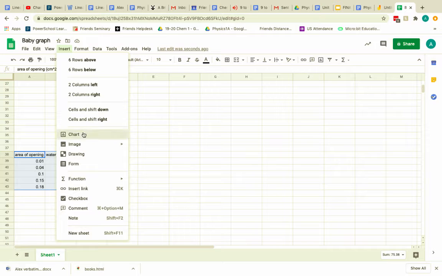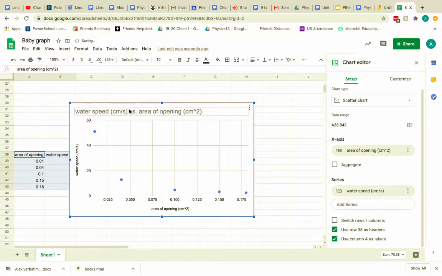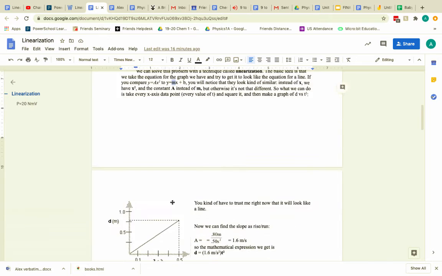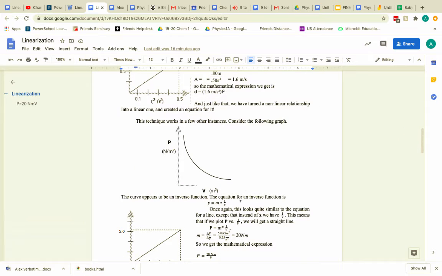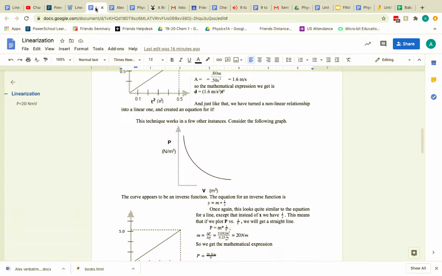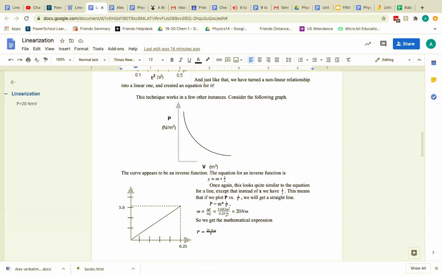You can already probably tell it's not going to be a line, and it's definitely not a line. Now you might have thought it would be a line with a negative slope, but it is definitely not a line with a negative slope. So what we're going to do is go to our trusty linearization handout and see if we can find that. Oh, look at that. That graph looks just like this, doesn't it? Okay. So what it says is that the equation is y equals m times 1 over x.